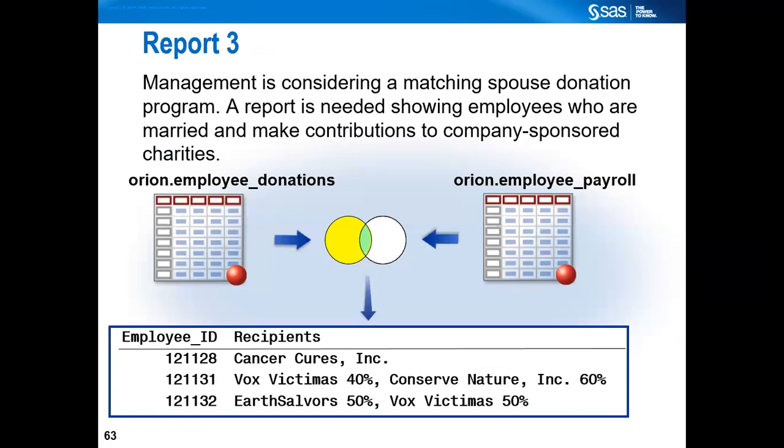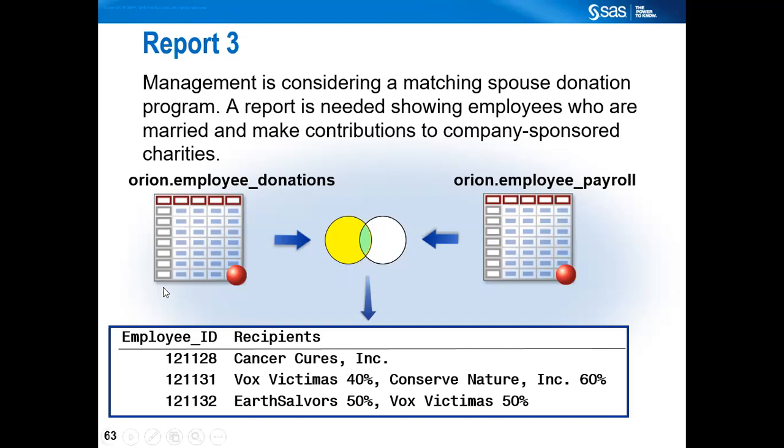Now let's understand your third report. Your third report is telling management is considering a matching spouse donation program. A report is needed showing employees who are married and make contributions to company sponsored charities. Understand the scenario carefully. Management is considering a matching spouse donation program. A report is needed showing employees who are married and make contributions to company sponsored charities.